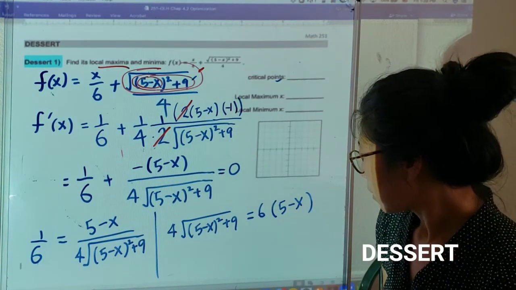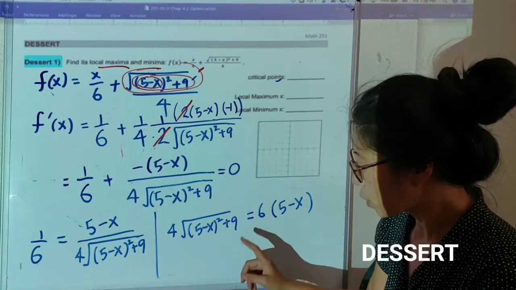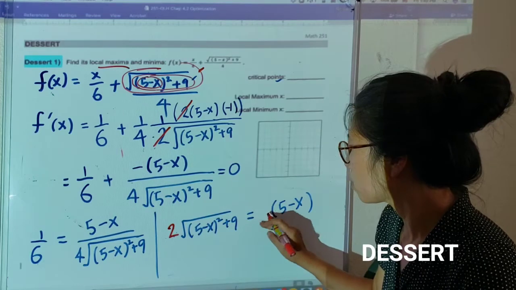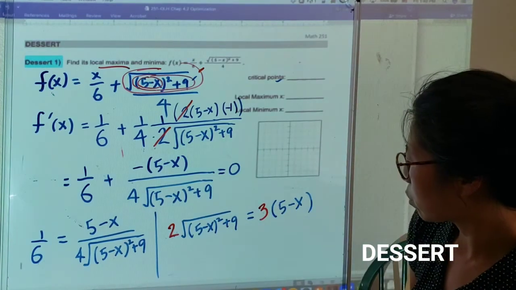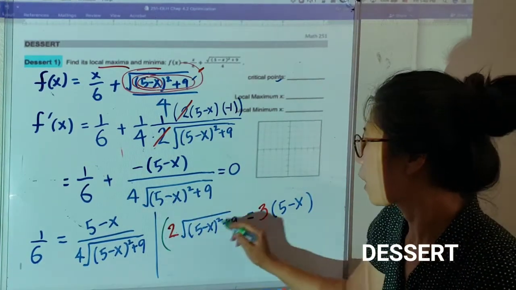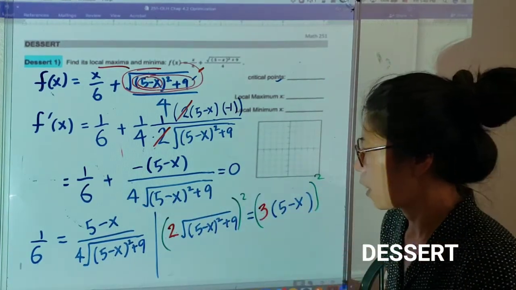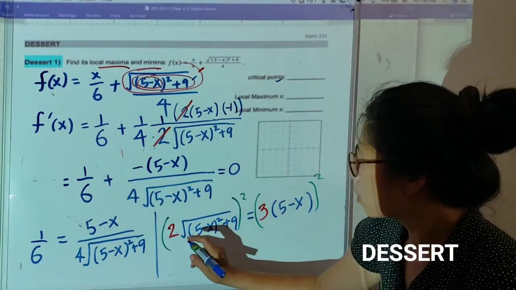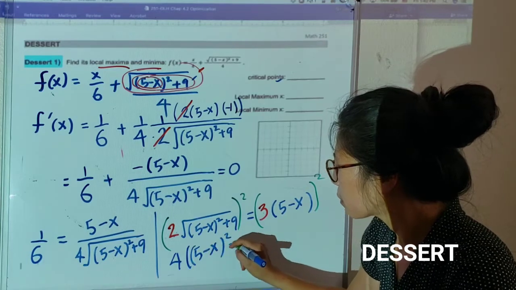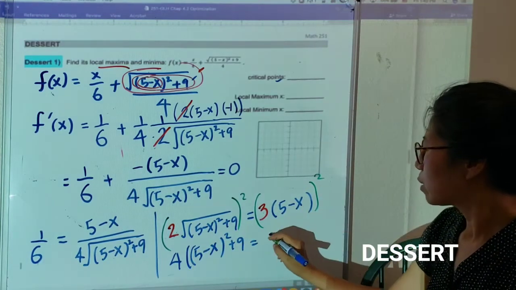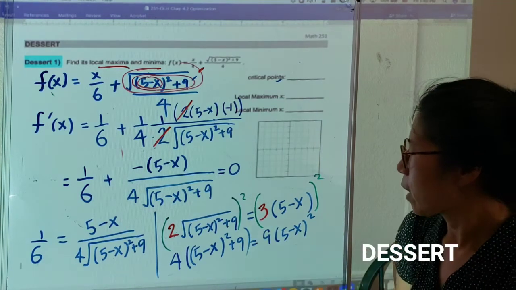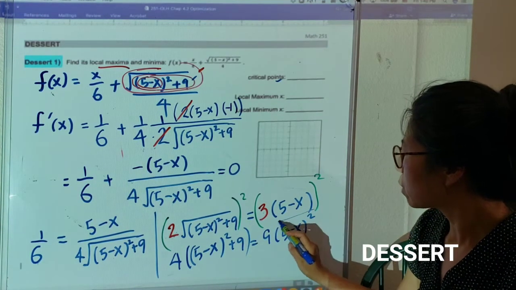Okay. Next one, I'm going to reduce this one, so it becomes a 2 and becomes a 3, and reduce it, and then I'm going to square, then it becomes 4, and that comes out equal to 9 and 5 minus x squared. Everybody okay? So I need to solve for this one.